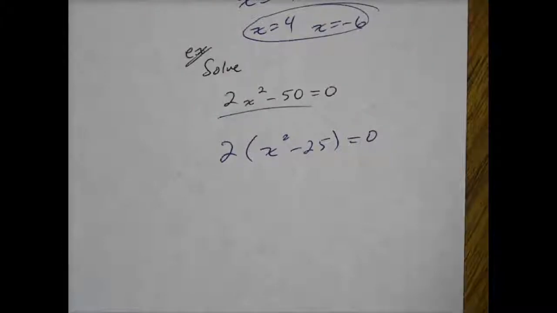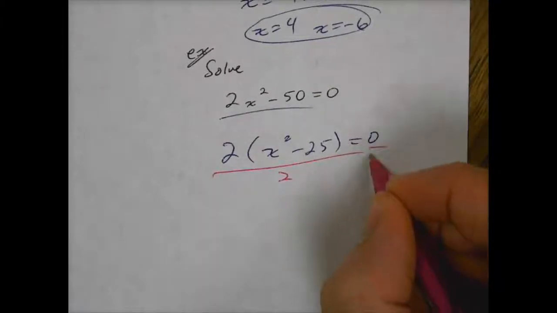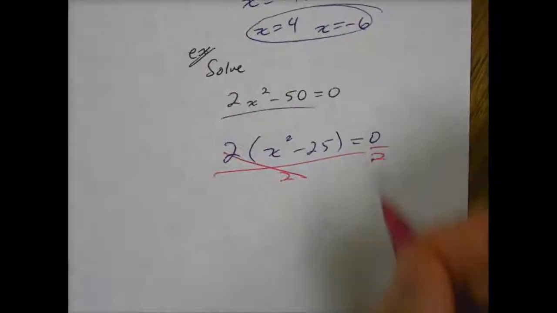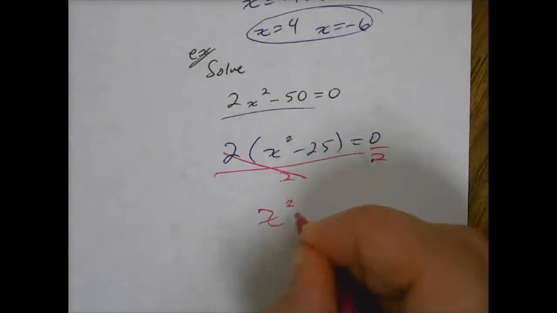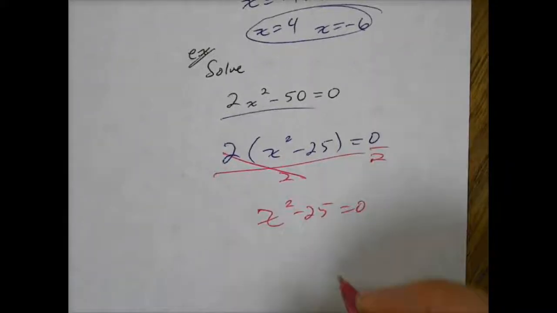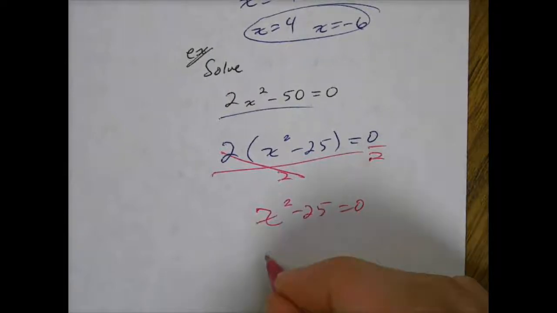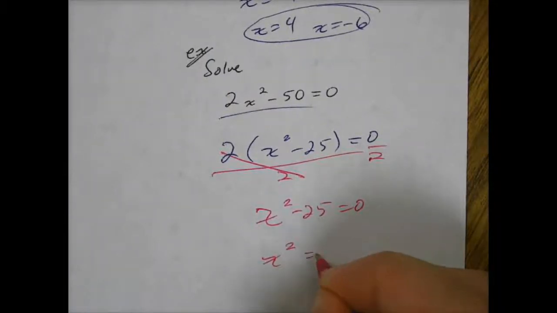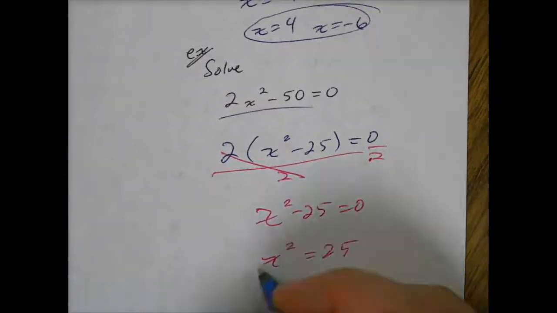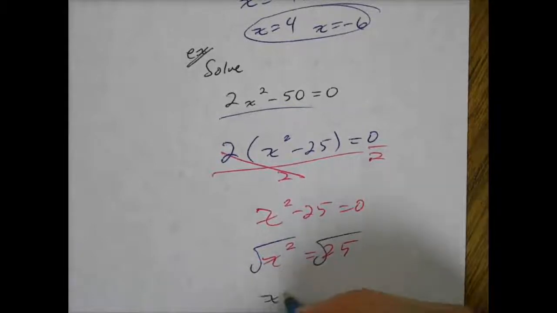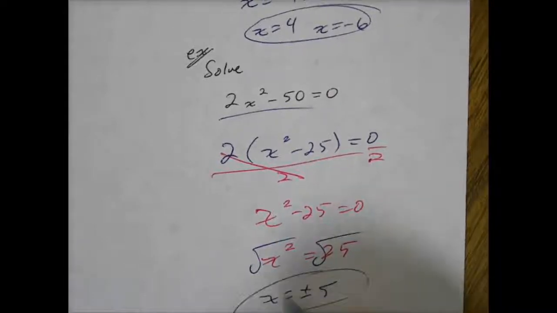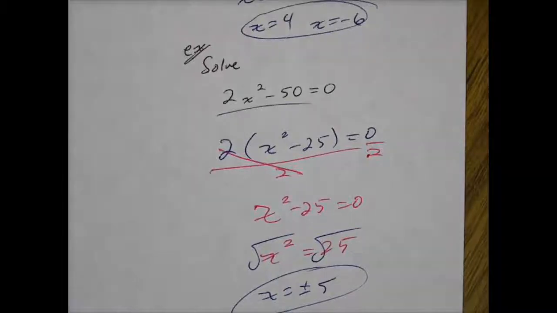And then I can get rid of this 2 by dividing both sides by 2. 2 divided by 2 and 0 divided by 2, so I get x squared minus 25 equals 0. Just like the other ones, we can move the 25 to the other side, so x squared equals 25. And then I can take the square root of both sides, so x is plus or minus 5. No other numbers to add or anything like that.